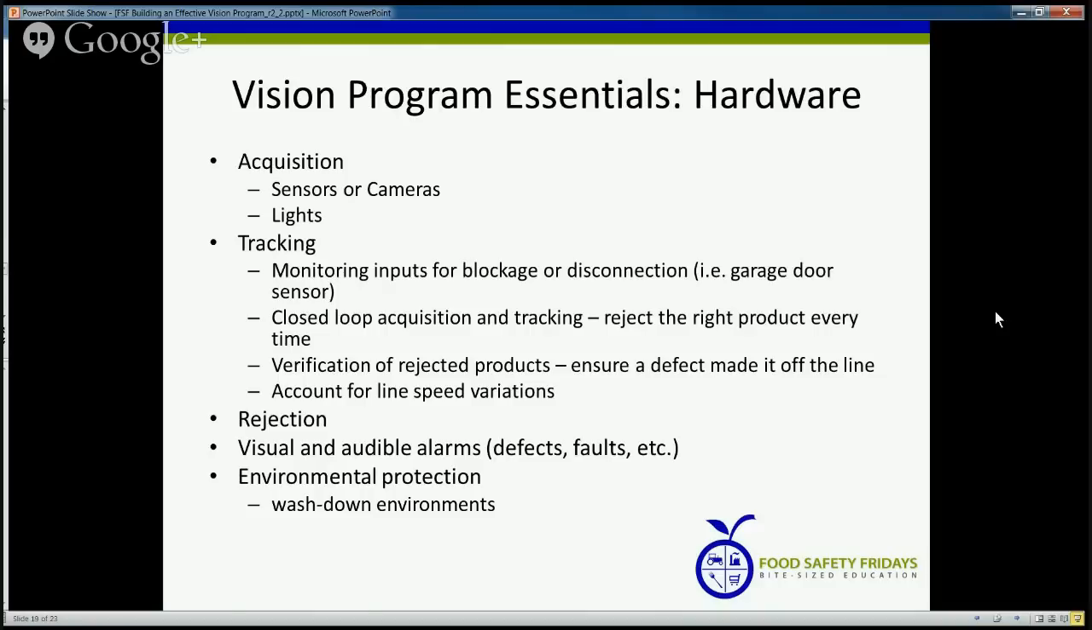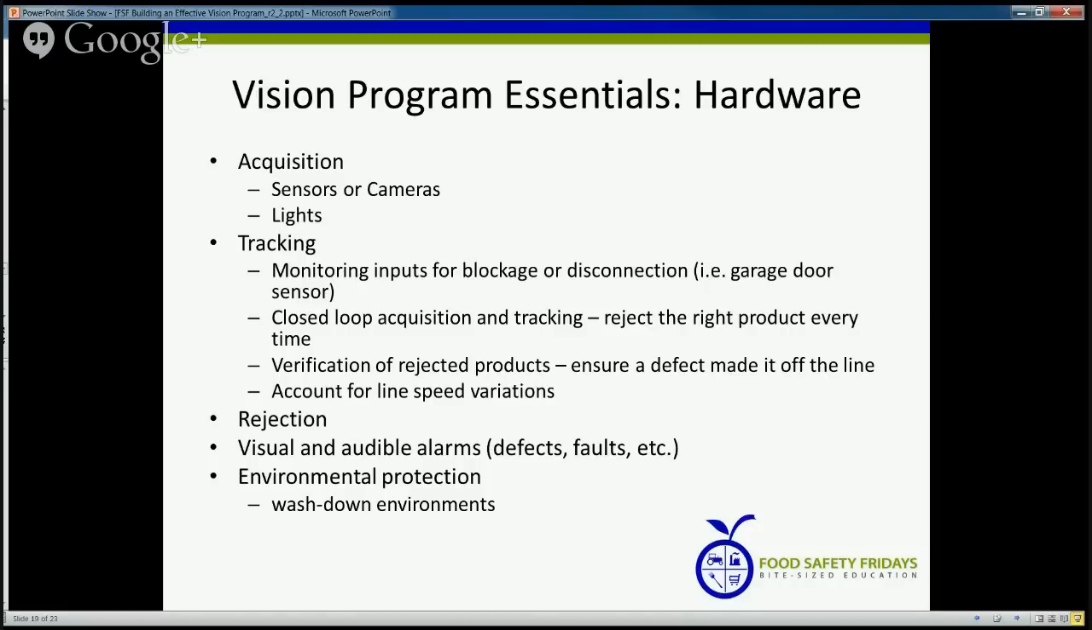And then we'll talk a little bit about hardware. So the hardware that makes up a vision system, usually some sort of camera, some light, some kind of dedicated processor, and vision algorithms to process the images that come in, and then a tracking module of some sort, something to identify where the product is from point of inspection to potentially point of rejection.